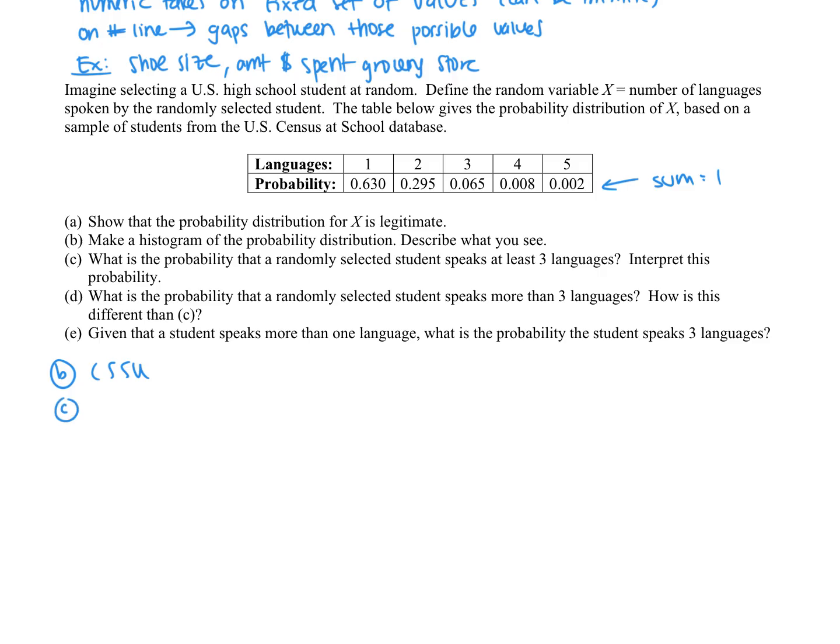Okay, C. What is the probability that a randomly selected student speaks at least 3 languages? So we are looking for the probability of at least 3 languages, which is the probability of 3 languages, add the probability of 4 languages, add the probability of 5 languages. So that would be 0.075, I believe.